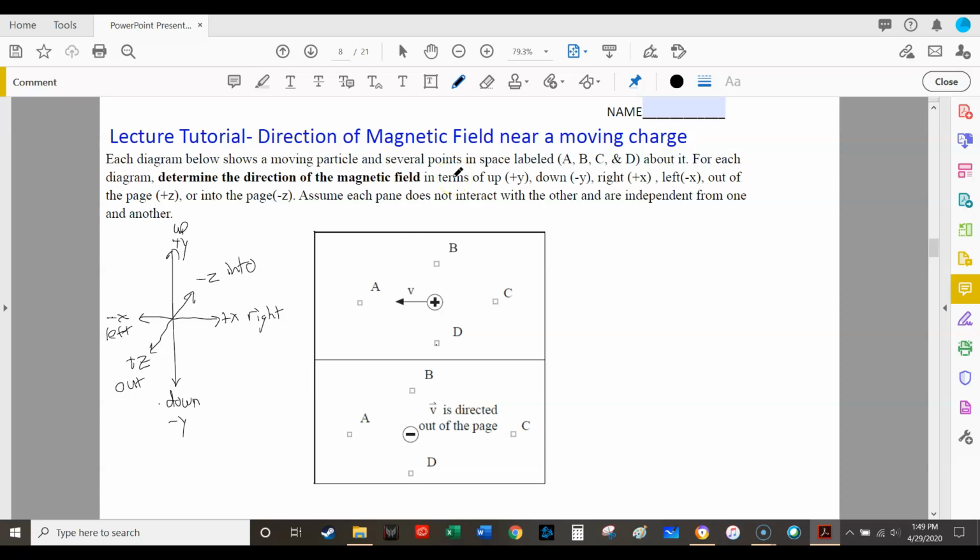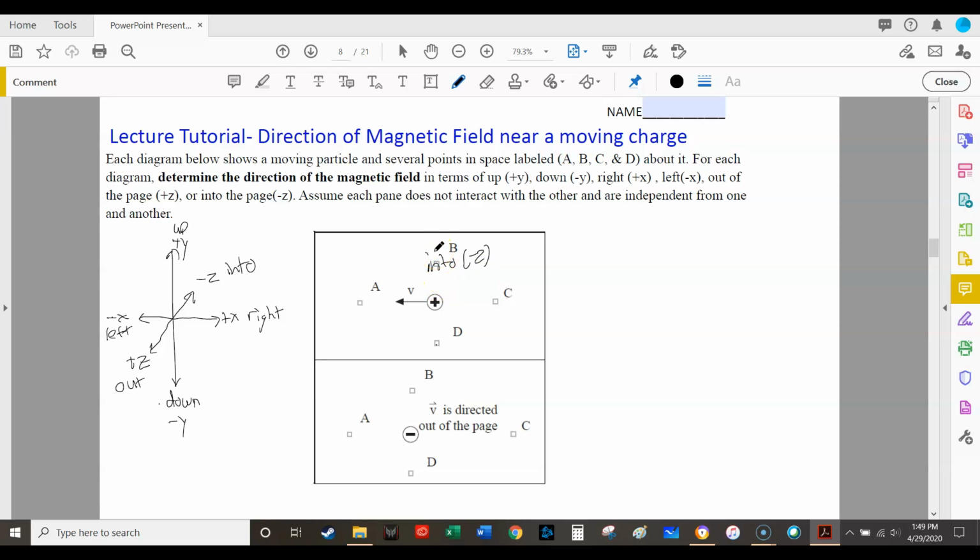All right, let's try it out. If I point my thumb in the direction that this positive particle is moving, my thumb would be pointed to the left of my screen. I'm curling my fingers, and they seem to be above it. They seem to be going into the page. So my fingers are going into the page, which is negative Z, right there.